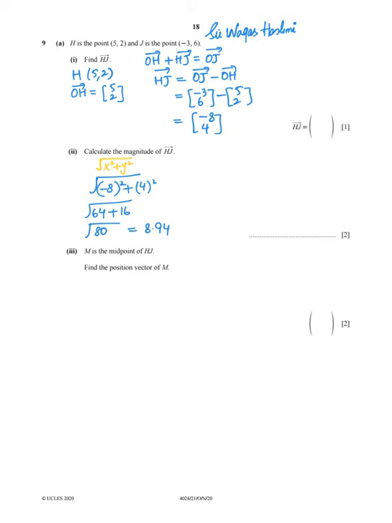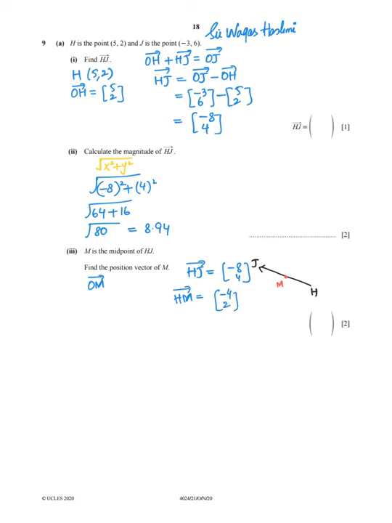After that, it says M is the midpoint of HJ. Find the position vector of OM. That means we need to find OM. The HJ vector we found in the first part, and that is equal to minus 8 and 4. If I draw the vector roughly, it will be like this, minus 8 and 4, right? It's H and J. M is the midpoint, so let's suppose this point is M. If HJ is minus 8 and 4, then HM will be half of it, so minus 8 divided by 2 is minus 4, and 4 divided by 2 is 2.